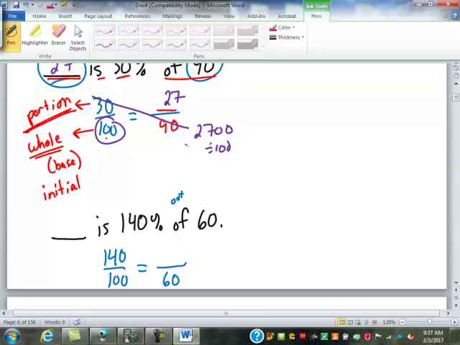Now here the percent, the 140, is bigger than 100, which implies the piece we're focusing in on is actually bigger than the whole amount, more than the whole thing. So we cross multiply here, 140 times 60 is 8,400. Divided by 100 is 84. So 84 is 140% of 60. We get an amount bigger than the 60.